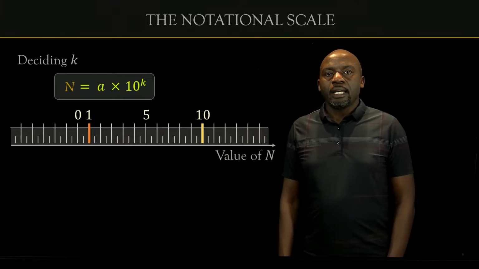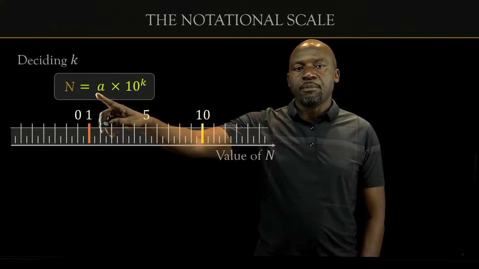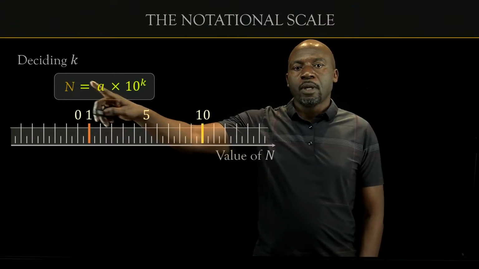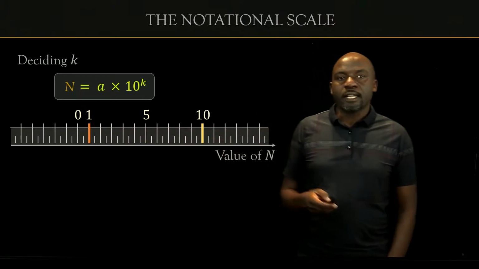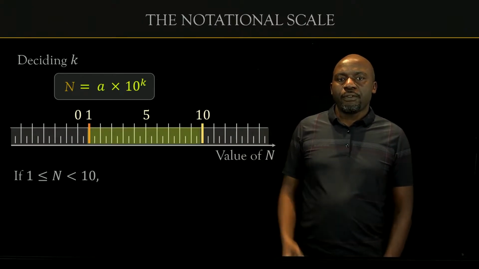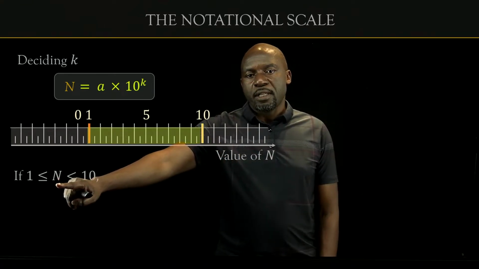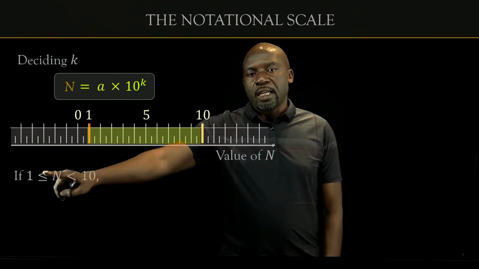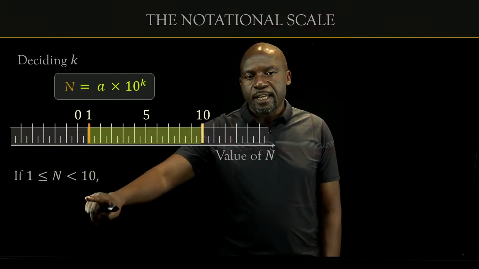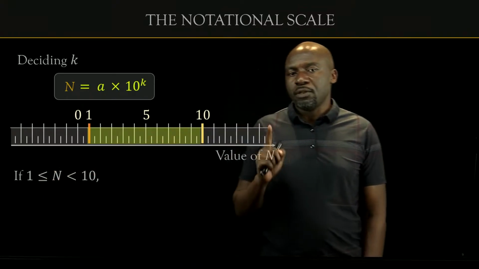So n is going to be expressed as a times 10 power k, where a must lie between 1 and 10, and k must be an integer. Let's go. So if the number n that we want to express in scientific notation is lying between 1 and 10, then the value of k is always going to be 0.